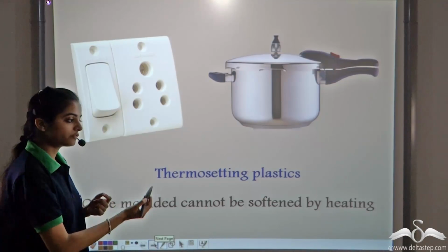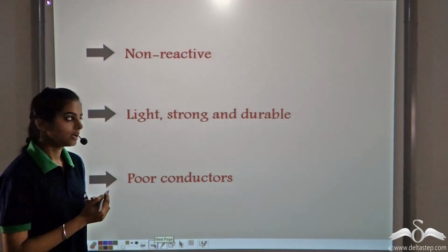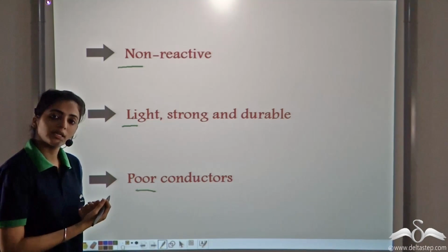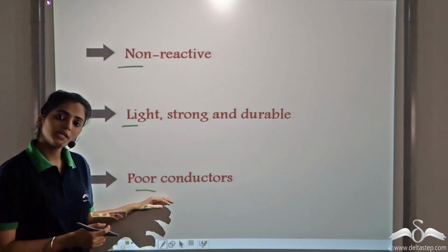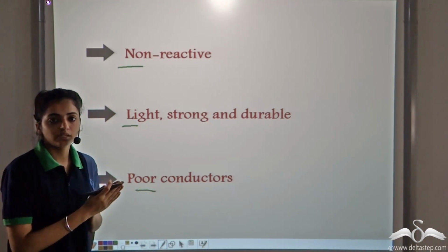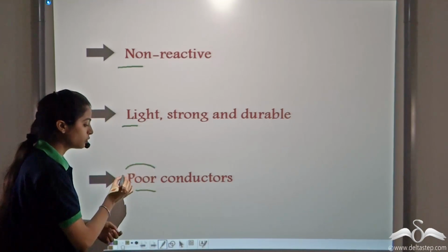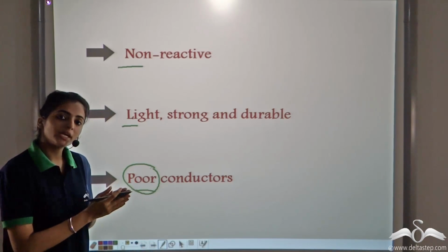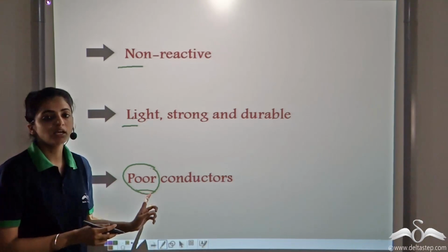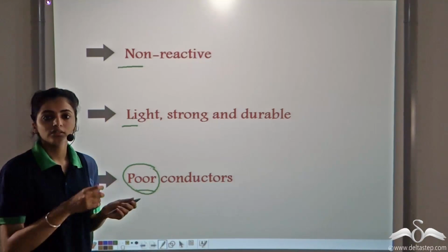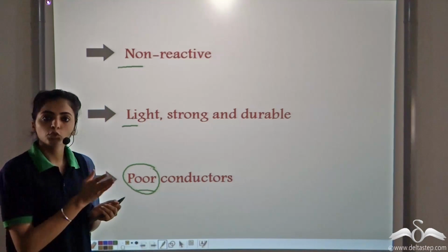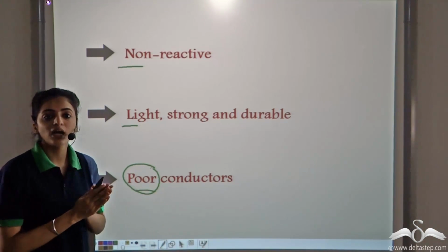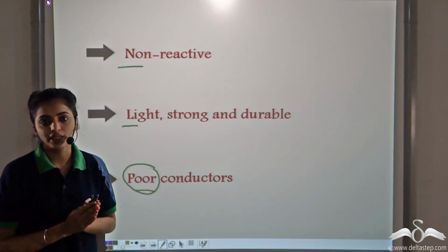Now some other properties of these thermosetting plastics are that they are non-reactive, they are light, strong and durable, and they are poor conductors. It is because of these properties that we use it in making electrical switches, as they are poor conductors. Similarly, the handles of the pressure cookers, we do not want them to transfer heat. So we use thermosetting plastics for making the handles of the pressure cookers and other utensils.